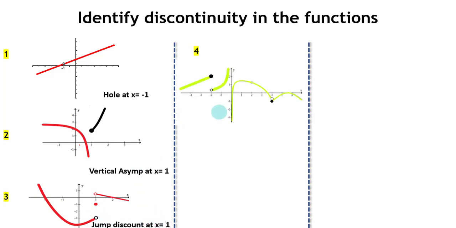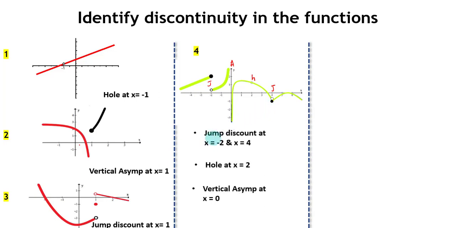It is not compulsory that each graph has only one kind of discontinuity. They can have all kinds of discontinuity in the same graph. When you have multiple discontinuities, the best thing is to start from the left and identify the discontinuities one by one. If we start from the left, we see some kind of jump discontinuity here, some asymptote here, again some hole here, and some jump discontinuity here. So we have jump discontinuity at -2 and 4, a hole discontinuity at x equals 2, and a vertical asymptote at x equals 0.